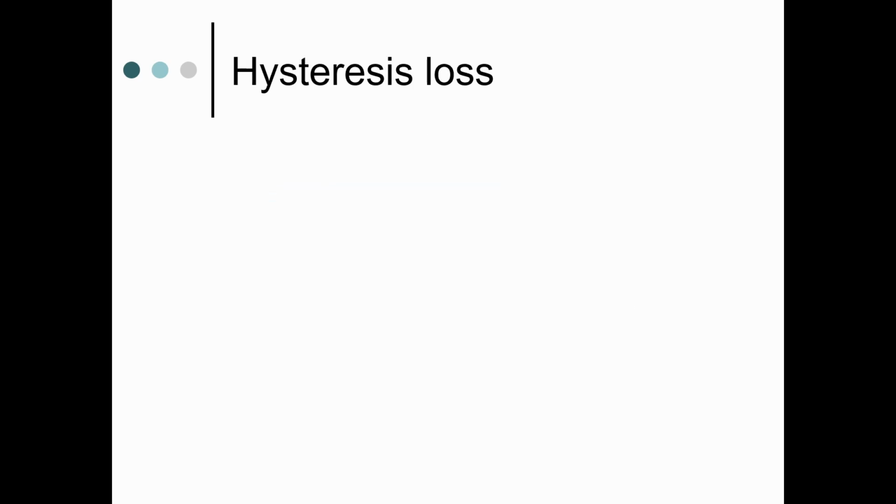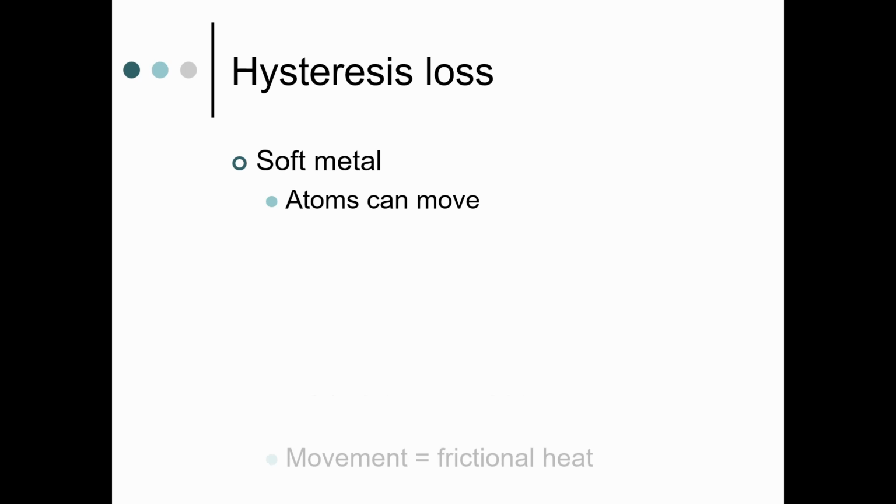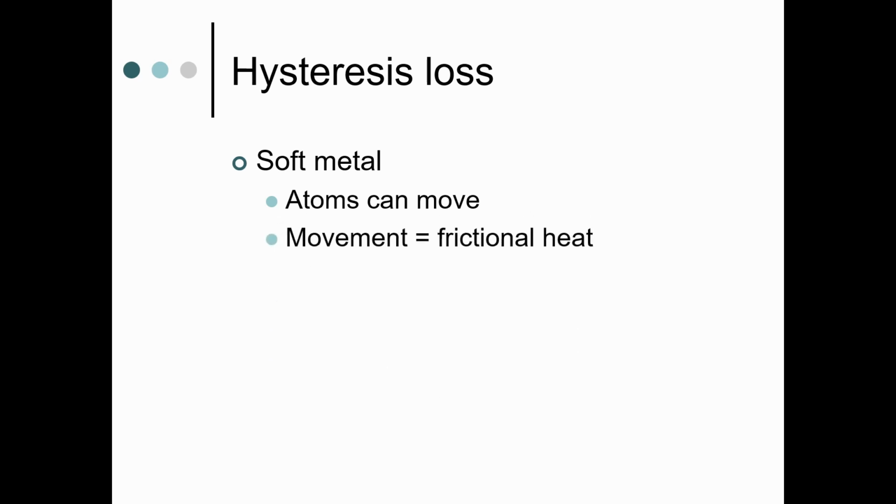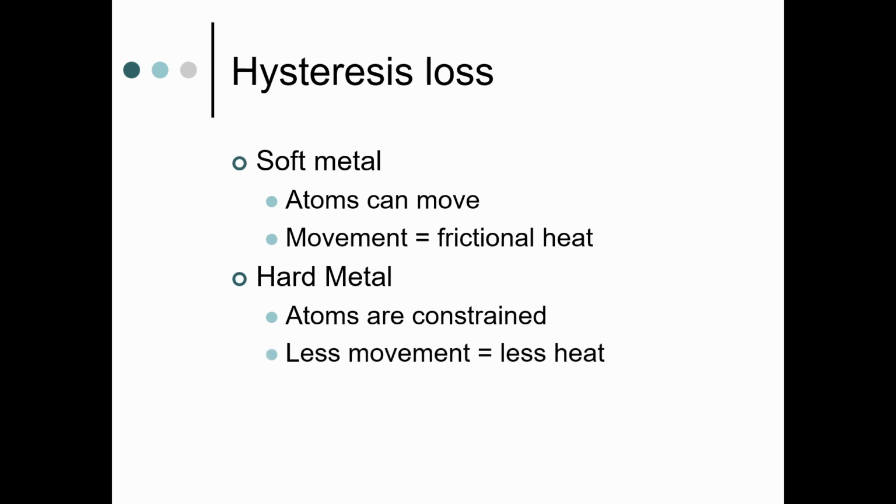To deal with hysteresis loss, a different strategy is used. If the core metal is soft, the atoms can move more easily and rub against one another as the magnetic field moves through them, causing heat to be generated by friction. So, by making the core metal hard, the atoms in the metal are less able to move against one another. And less movement means less of the transformer's energy is converted to heat, and more of the energy is transferred from the primary to the secondary. To make the core hard, a silicon steel is used to construct the core material.